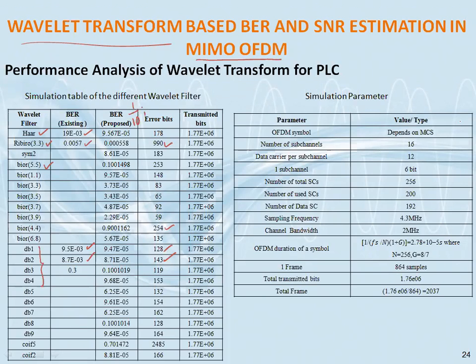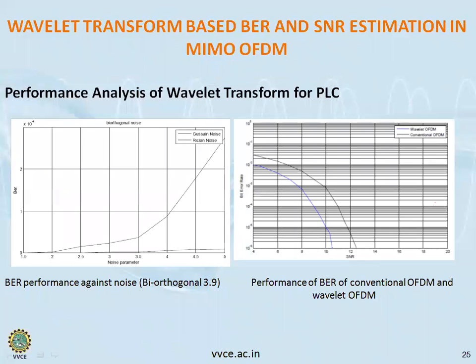You can see these are some of the performance parameters that we have considered for the analysis. A multi-carrier modulation system is being used. The number of sub-channels is 16, the total number of data per channel is around 12, and the operating frequency is 4.3 megahertz, because this frequency comes under the radio frequency range. Now this is the performance analysis. Here we are analyzing the noise parameter with respect to bit error rates.